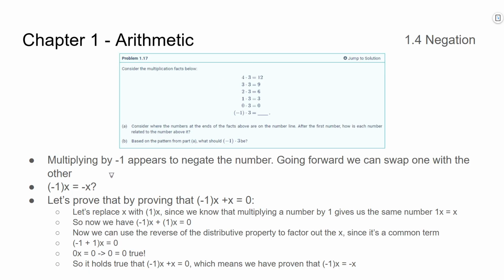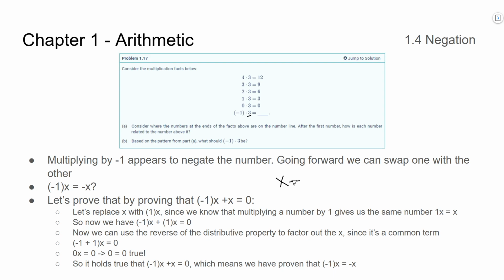Okay, so multiplying by -1 appears to negate the number. If you had 3 and you multiply by -1 and you get -3, that looks like the negation of 3. So is it always true that if you multiply by -1, you get the negation of the number, for any x? Let's prove it.